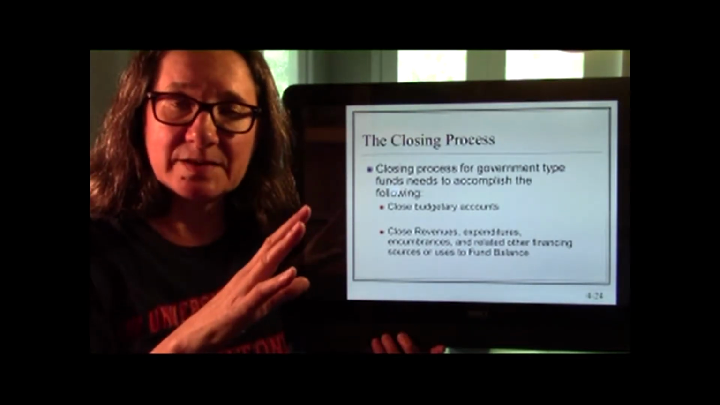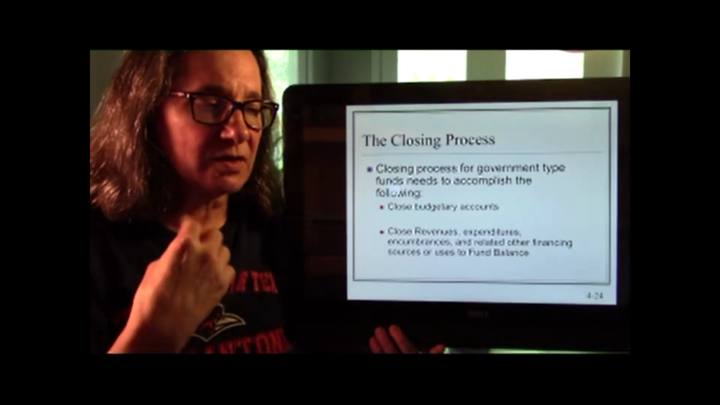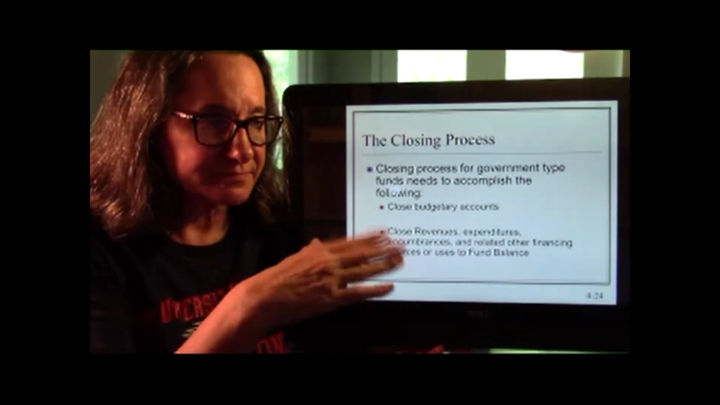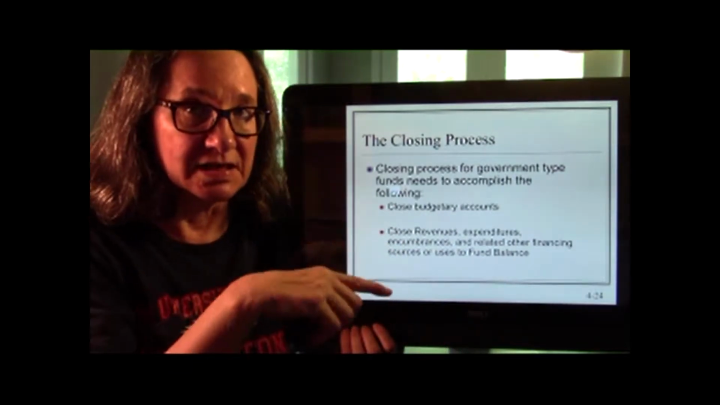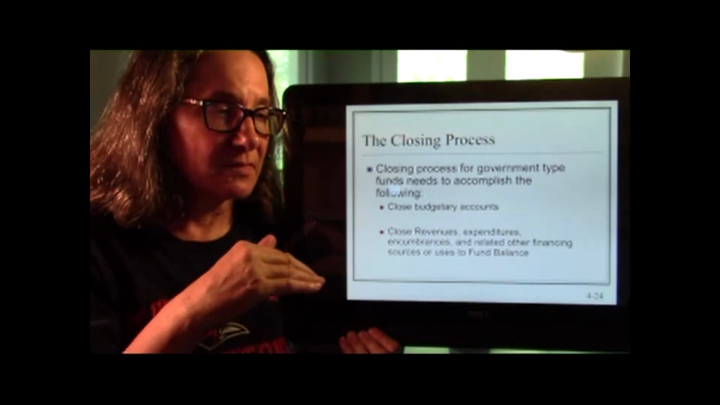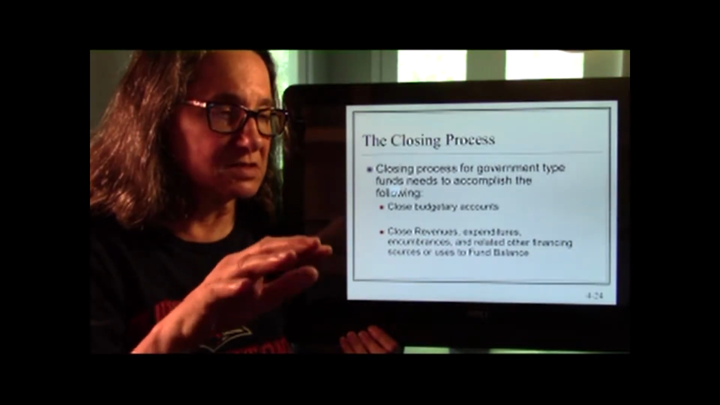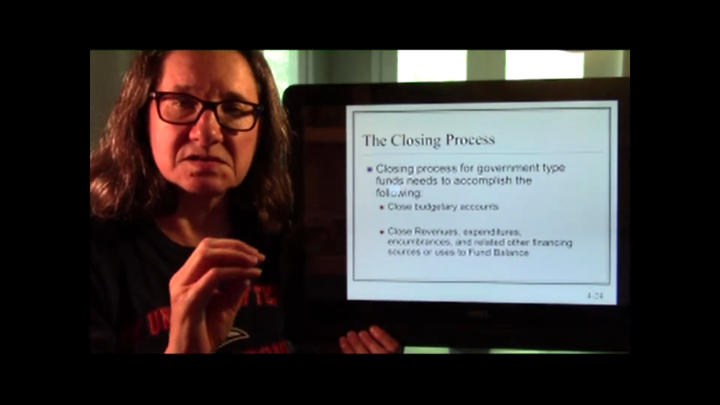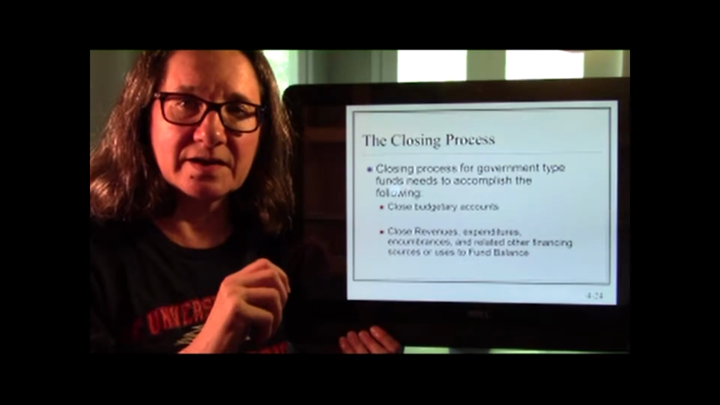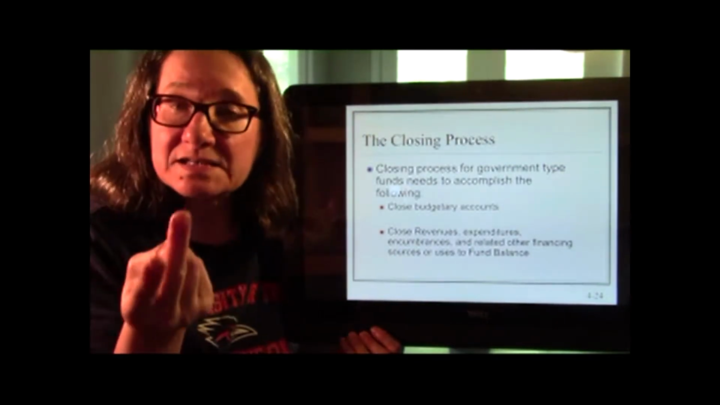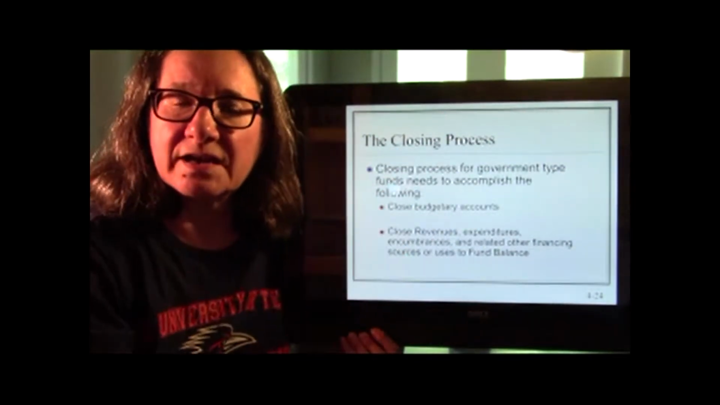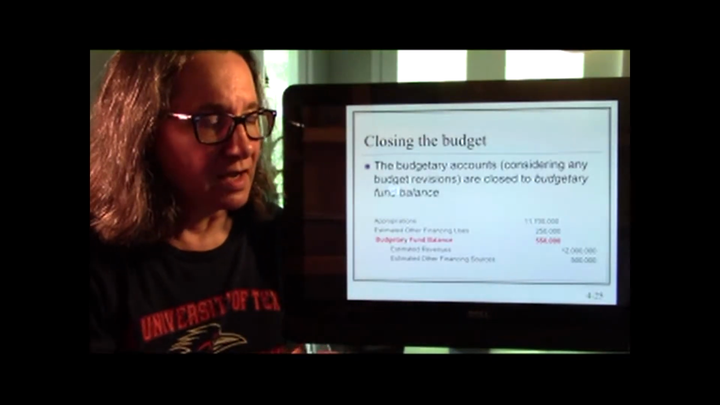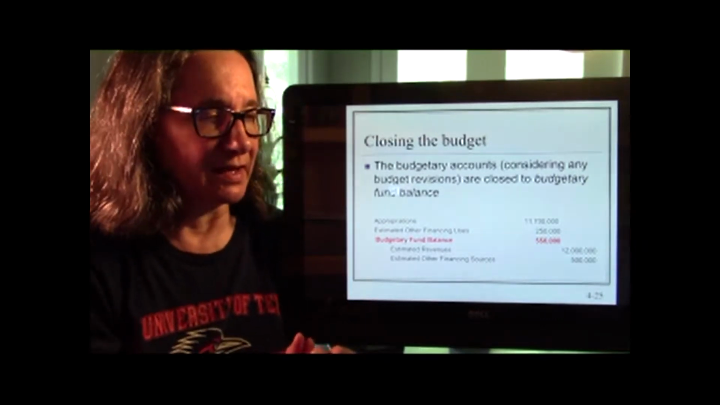So we zero out the budget accounts, and we close revenues, expenditures, encumbrances, because anything that's encumbered might get paid for next year, but it's not coming out of this year's. Zero those things out. So it's just like how we close revenues and expenses for regular financial accounting. Under governmental accounting, we're closing the revenues and expenditures and some of those other interesting accounts like budget accounts. All right. And remember, we're closing them out to the fund's balance.